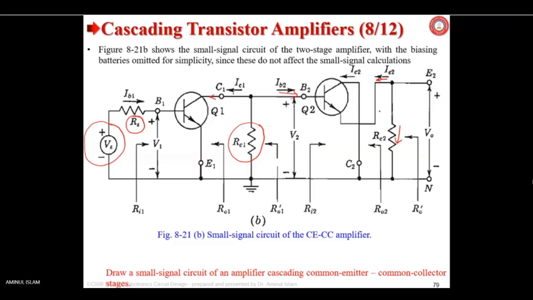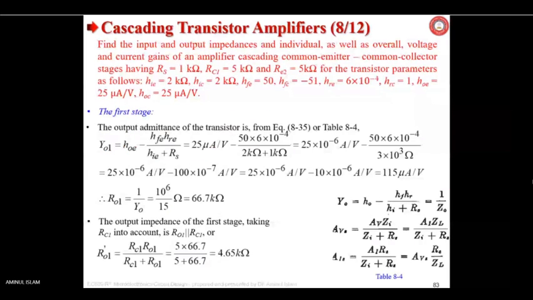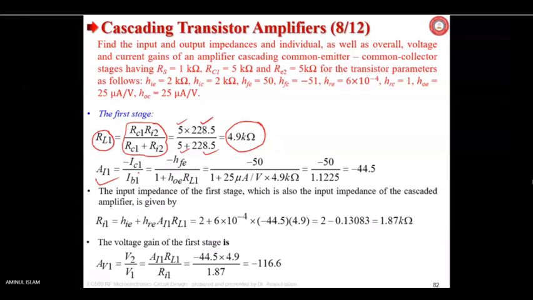Okay, IC2 is flowing in this direction shown here. IC1 is shown in this direction entering into the collector, and IB1 is flowing in this direction entering into the base. So IC1 divided by IB1 is the current gain of the first stage or Q1. That's what we are saying here. The minus sign is because of the direction of the current.